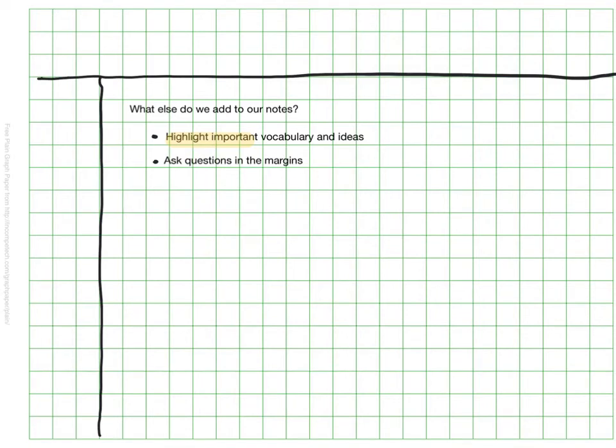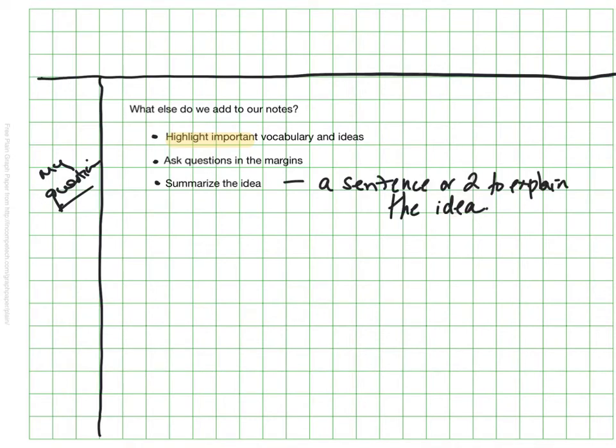You also might be confused about something that you hear, right? So over here, you can ask a question. And then you'll remember to ask it later, right? If you jot it down, you can jot down a question there or a thought or idea that you have. That's what the margins are for. You also can summarize the idea of the video at the end. You can write just a sentence or two, right? To just kind of recap what the video was about.